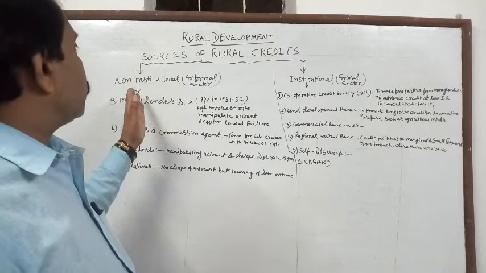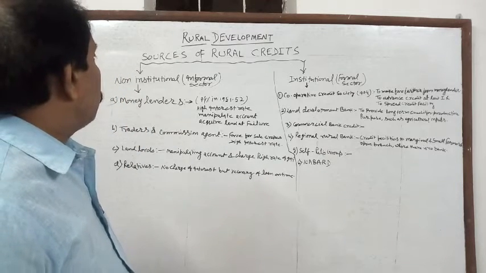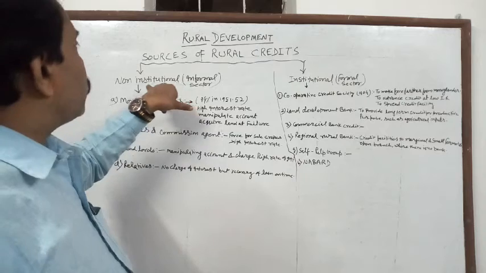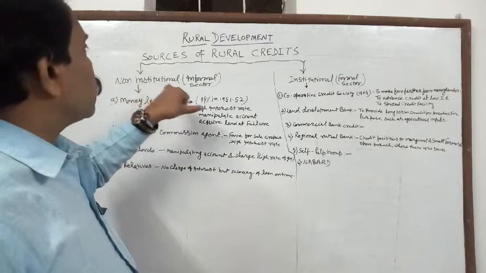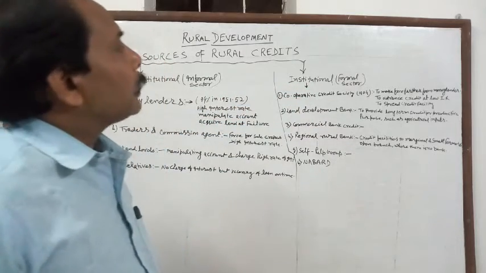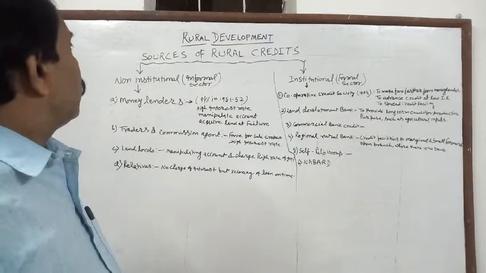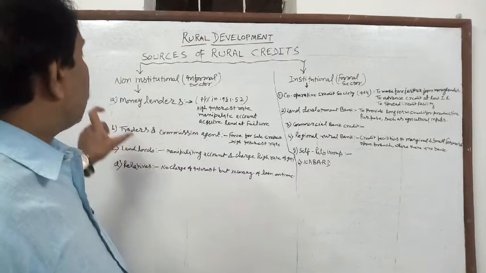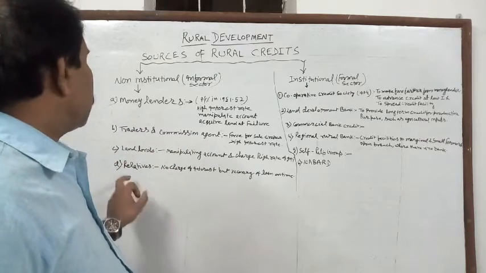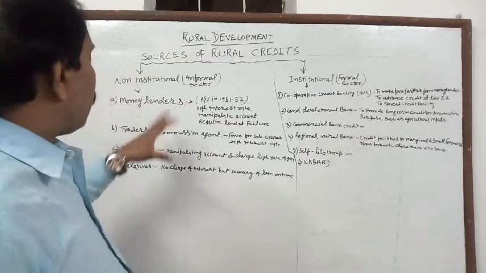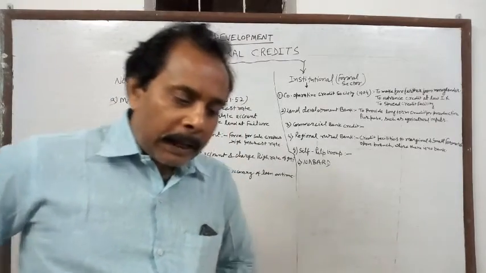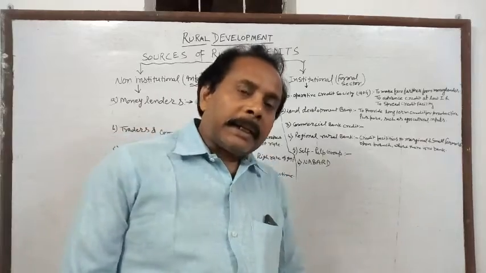So first, there are sources of rural credit. It is divided into two parts. One is known as the non-institutional, that is known as informal sector, and the other is known as institutional, that is known as formal sector. So non-institutional contains money lenders, traders and commission agents, landlords, relatives. These are available in the same village, okay, and it is also known as the traditional source of rural credit in India.